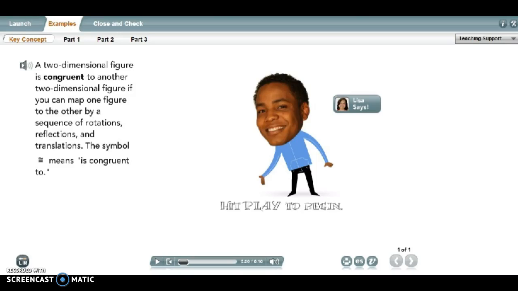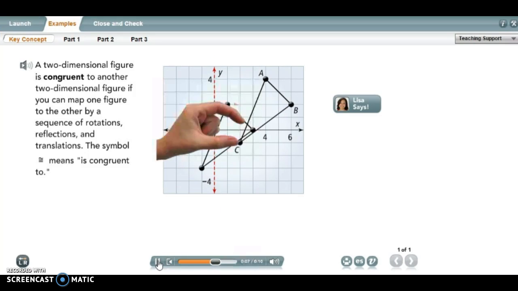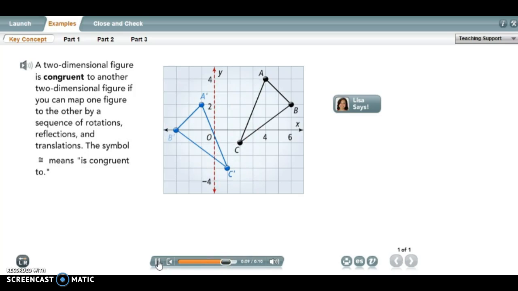This video is for 9.4 congruent figures. A two-dimensional figure is congruent to another two-dimensional figure if you can map one figure to the other by a sequence of rotations, reflections, and translations. And then this particular symbol is going to show what it means to be congruent to. So here, these two triangles are congruent to each other because they just shifted them over and then rotated them.